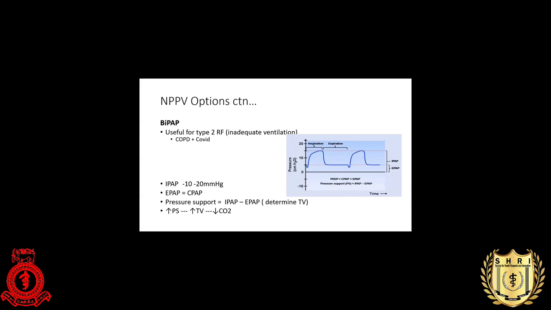This pressure support is important to increase the tidal volume. That tidal volume ultimately reduces the patient's carbon dioxide level. So if you want to eliminate carbon dioxide, you have to increase the IPAP. If you want to increase oxygenation of this patient, you have to elevate EPAP.